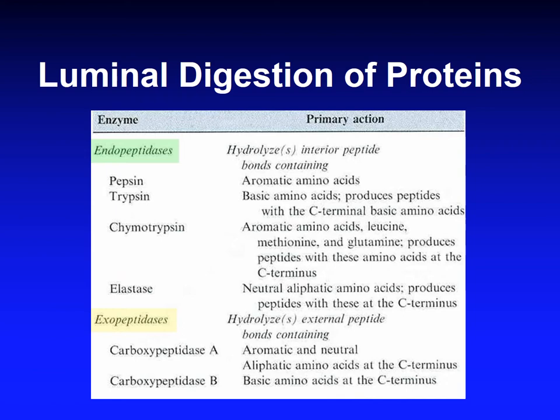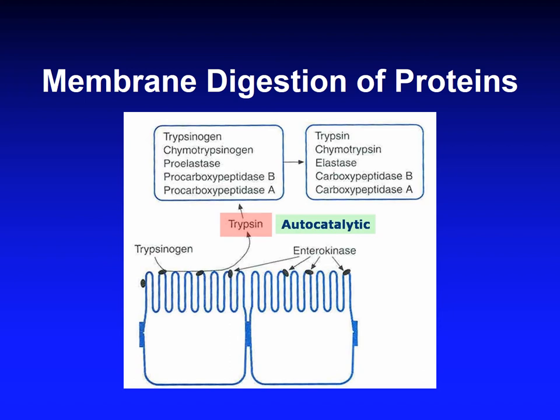Examples of the endopeptidases and the exopeptidases include pepsin, trypsin, chymotrypsin, elastase, and carboxypeptidase A and B. Now, this is the lumen. We need the second step of digestion, which is membrane. Okay, what happened in the membrane level? At the membrane level, you have another set of enzymes that's called enterokinases.